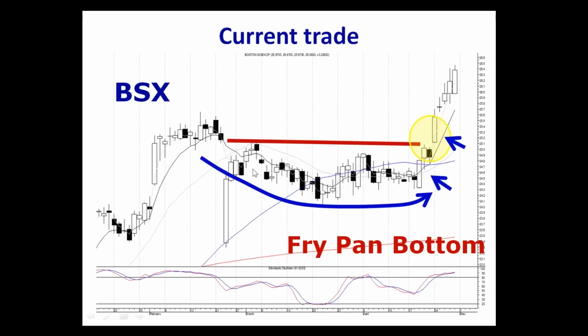We're in Boston Scientific. Again, there's the Frypan bottom. We were buying right here. This is what we call a trend kicker signal. The kicker signal is your strongest signal. Usually it happens at a reversal, but a trend kicker signal is when your trend has already started with a left-right combo. A left-right combo is a doji followed by a bullish engulfing signal.